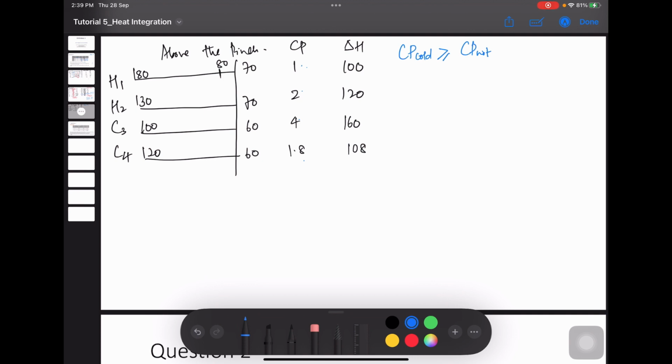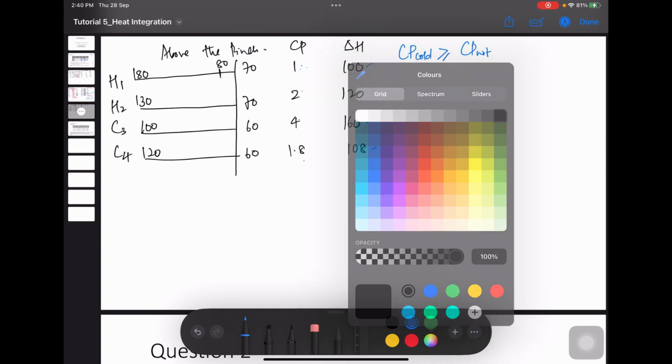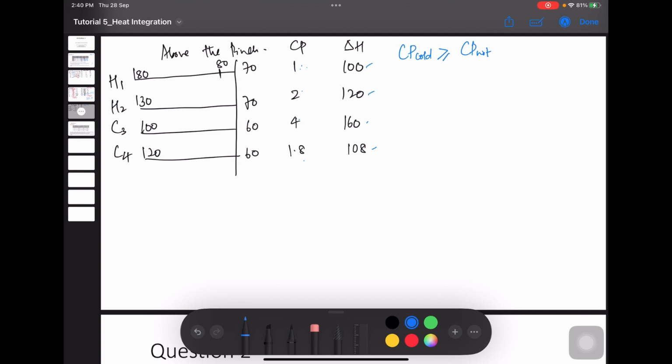So now you need to see among the 3 possibilities that obey the rule, which stream when you exchange the heat will give you the maximum heat recovery. Okay. So for example, if I exchange heat between stream 1 and stream 4, maximum heat recovery will be 100. How about stream 1 and 3? Maximum again will be 100. If we exchange heat between stream 2 and 3, maximum recovery will be 120. So my first preference will be maximum heat recovery near the pinch line.